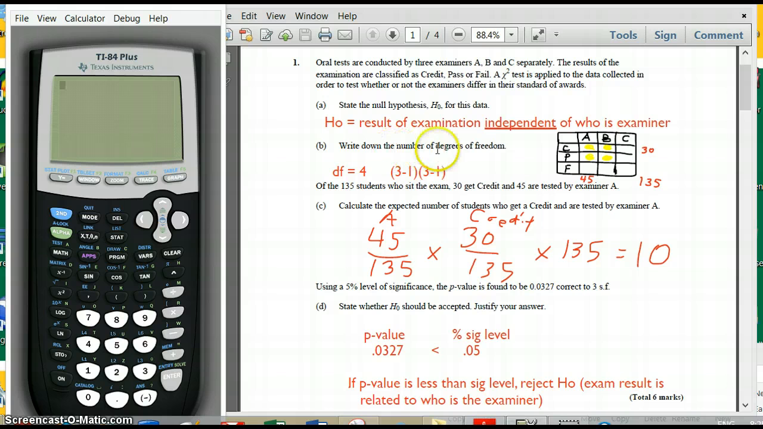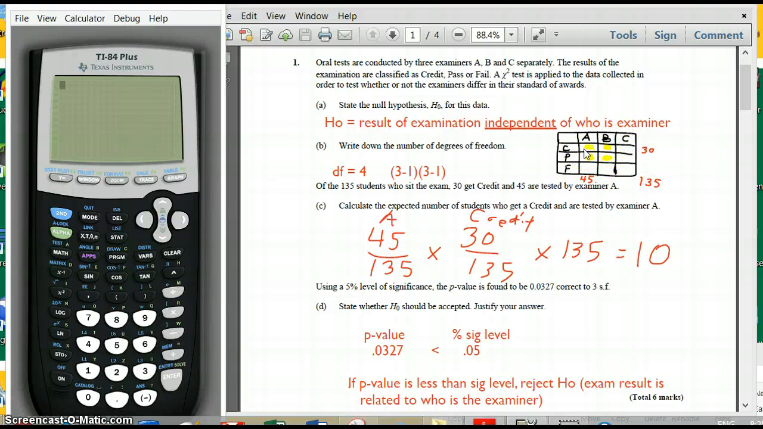Okay, B, write down the number of degrees of freedom. Well, in this case, it's a little bit different than the book problems because the book problems usually give you a table. And in this case, they describe the table, but they don't actually give it. So if you were going to draw the table, you would draw the examiners A, B, C over here, or maybe you would put them here, and then the other would be credit, pass, fail. So I decided to put credit, pass, fail on the left side and the examiners across the top. So that's the way mine looks. Either way you decide, you're going to have a 3x3 table here, okay?